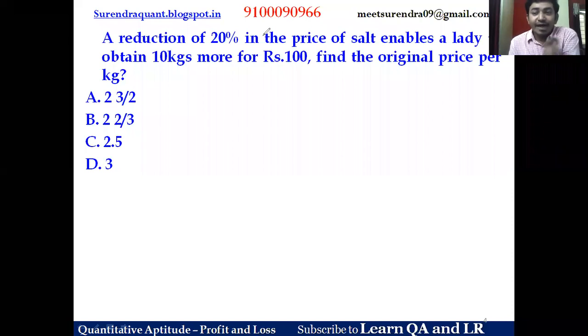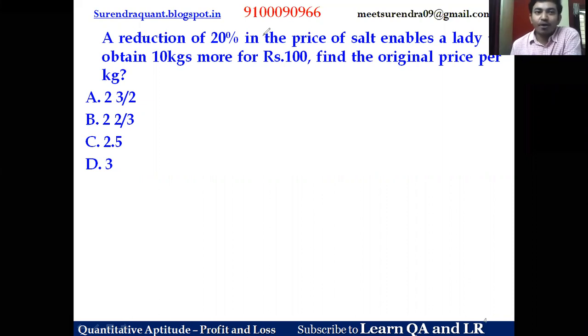Now you understood all the methods, right? Traditional method, you know, smart method also, you know. Let us try to solve this question quickly. A reduction of 20% in the price of salt enables the lady to obtain 10 kgs more for 100 rupees. Find the original price per kg.